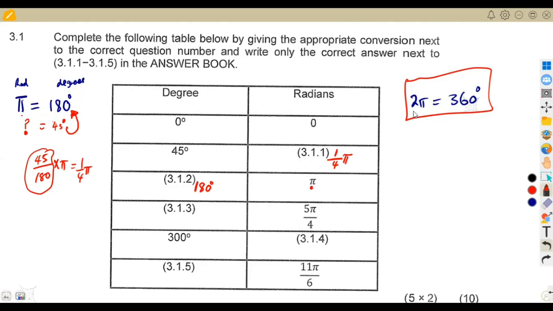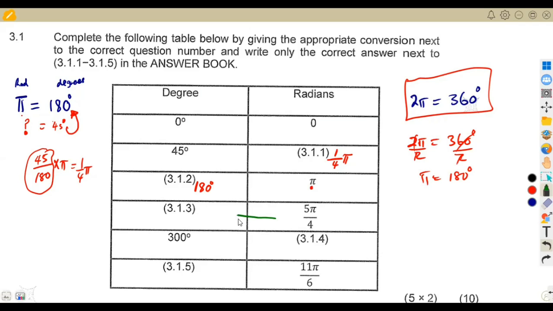If you are using this and they want pi, 2 pi is equal to 360, and you want pi, you simply divide by 2. So pi is equal to 180 degrees. So just a play around of these two conversions. All right. Then we have 5 pi over 4 to degrees.